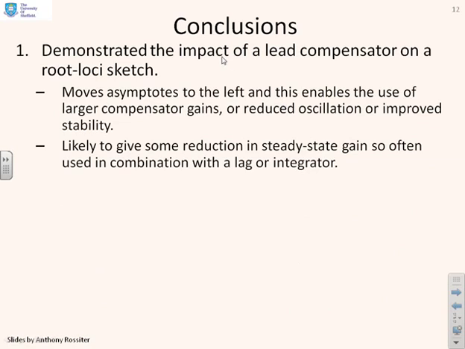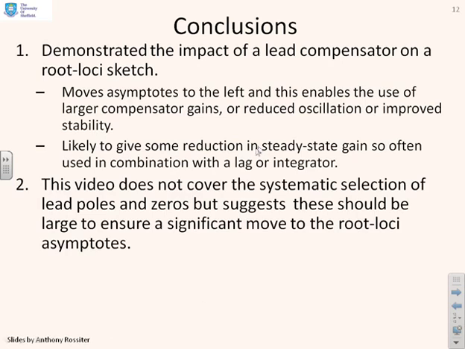So in conclusions, we've demonstrated the impact of a lead compensator on a root loci sketch. It moves the asymptotes to the left and thus enables the use of larger compensator gains, which can be used to reduce oscillation or improve stability or improve speed. However, you're likely to get some reduction in steady state gain if you don't have an integrator, although this is compensated for by the fact that you can increase the K. This video does not cover the systematic selection of lead poles and zeros, but just allows you to see what impact it has on the root loci, so you can move on to design next.